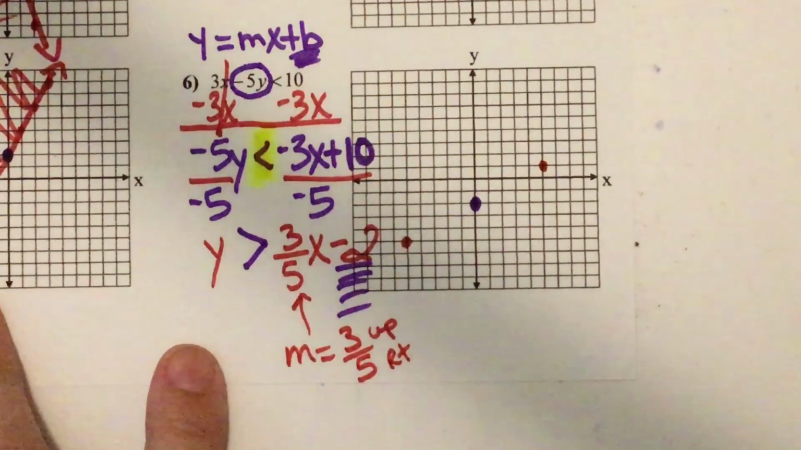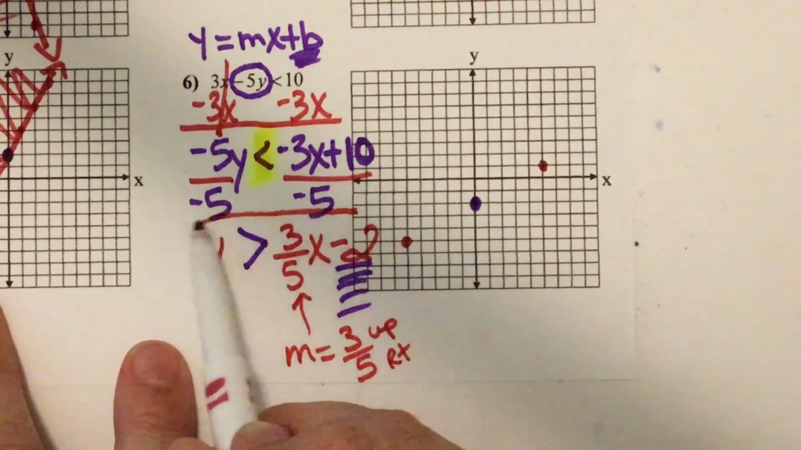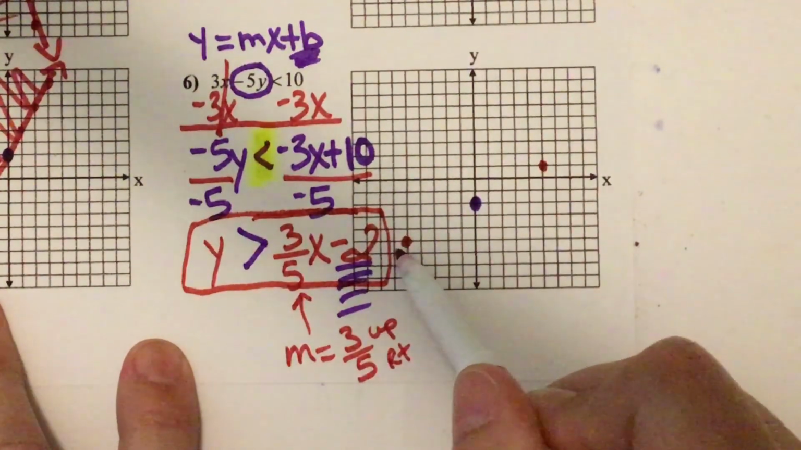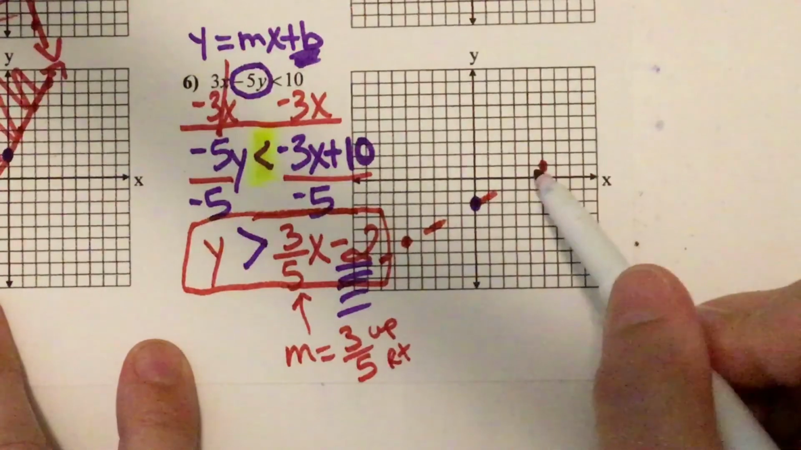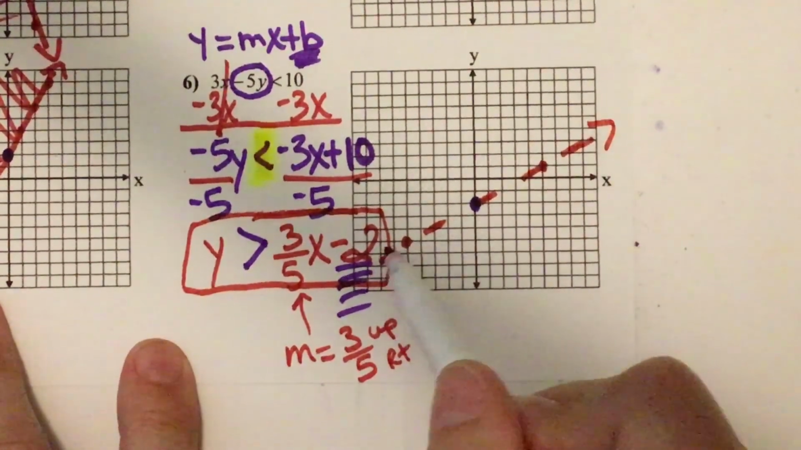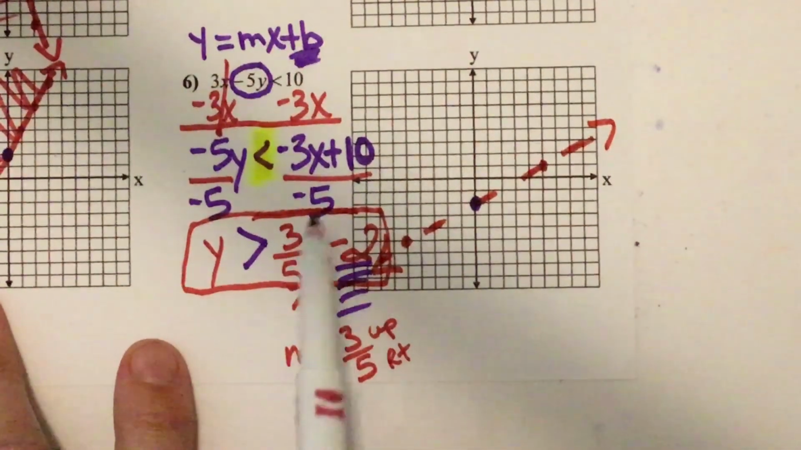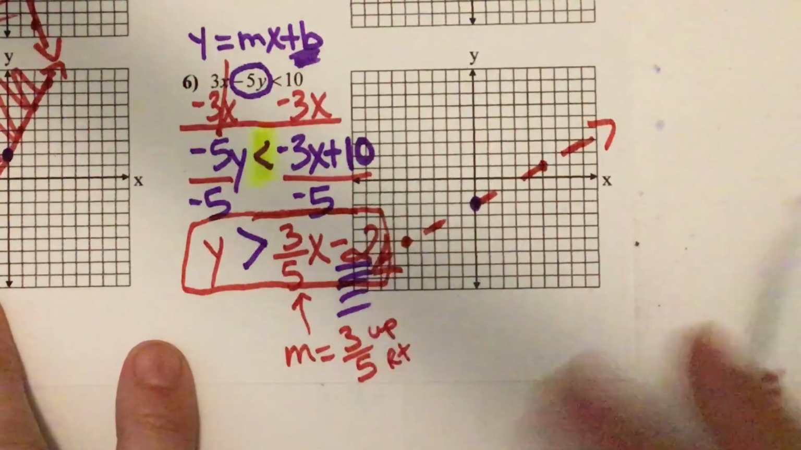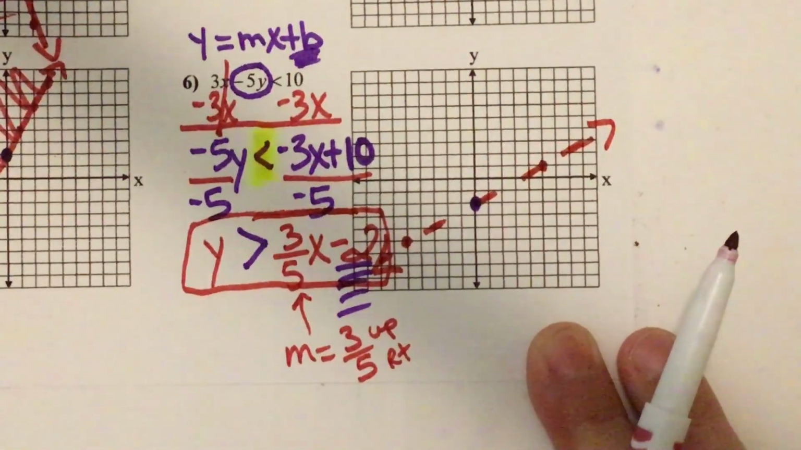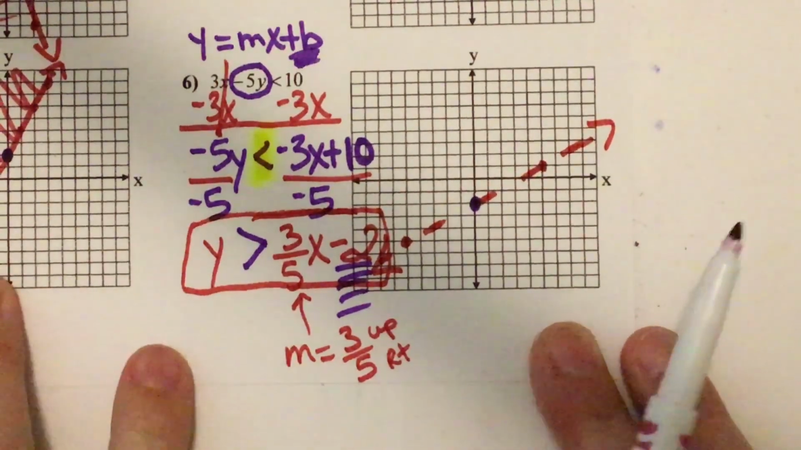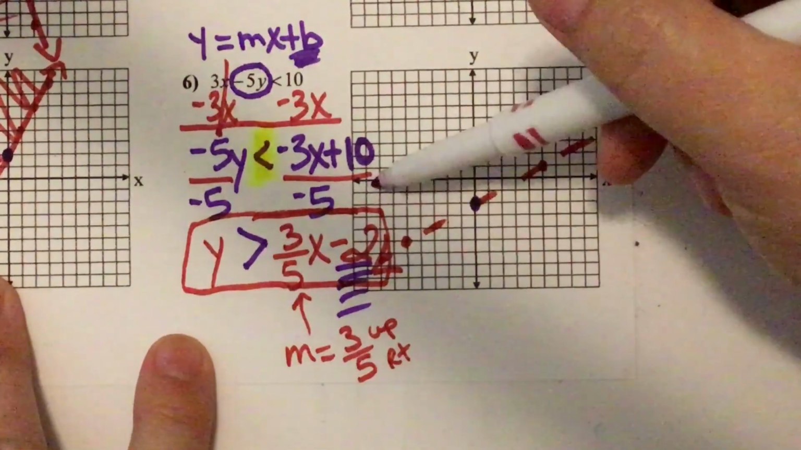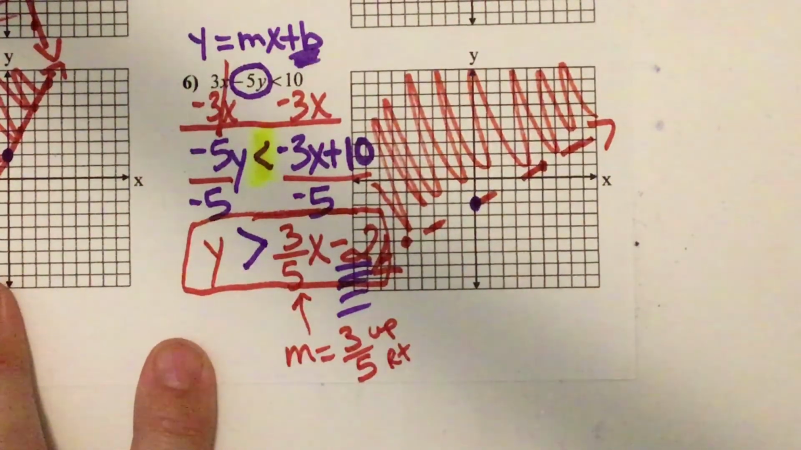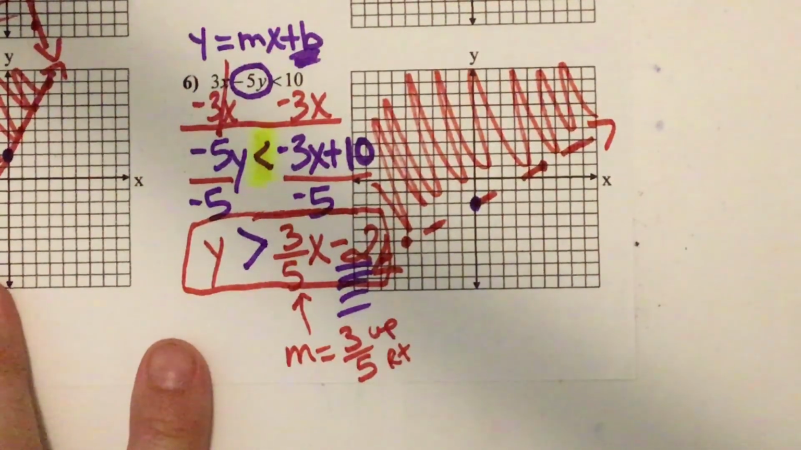And then solid or dashed line. There's no equal, so it's dashed. So that means that no point on this line is an answer to the problem. And then you want to look where you got y by itself. Do you think you'll shade above or shade below? Above. Greater than, we shade above. So I shade everything above. And all those rules are up in that box up above.